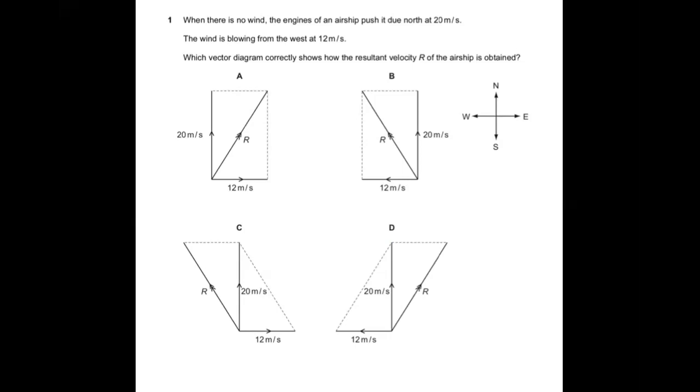However, for the second vector, the wind is blowing from the west, means that the wind is blowing towards the east from the west. So option B and D are wrong because the 12 meter per second vector in B and D is drawn from east towards the west. So from A and C, the correct way of taking out the resultant vector is shown in A. That is, we find the diagonal of the rectangle. So A is the correct option.